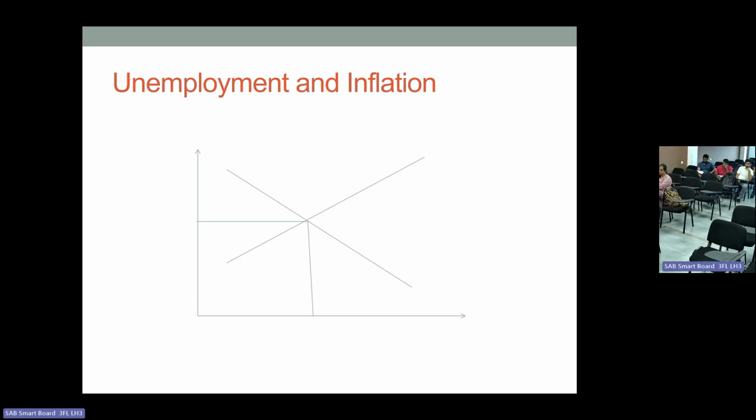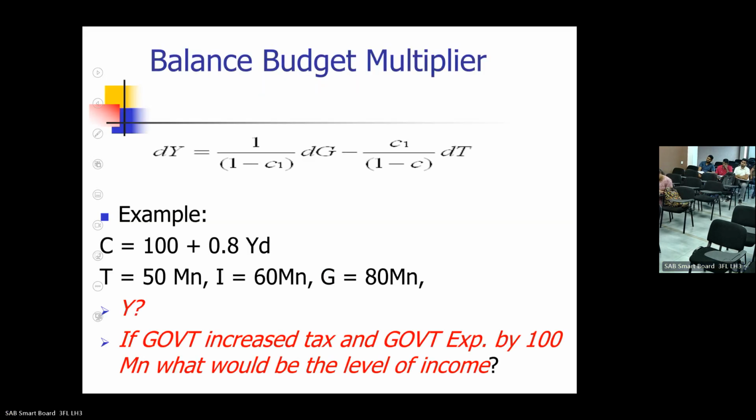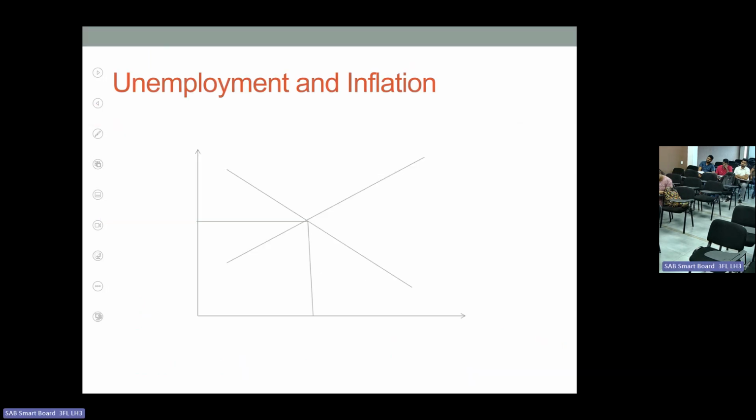Normally we draw the aggregate demand curve downward sloping, like a demand curve, and aggregate supply upward sloping. This is the equilibrium, when aggregate demand equals aggregate supply. The aggregate demand curve is downward sloping. On the two axes, this is the price level, and this is the national income, Y. So at equilibrium, we have the general price level and the national income, Y.